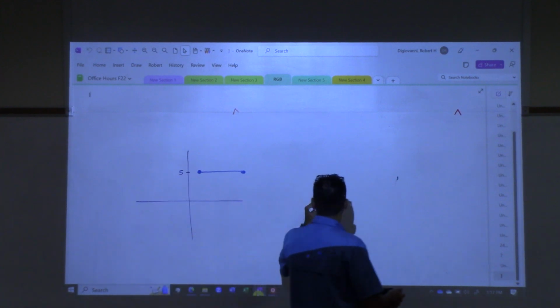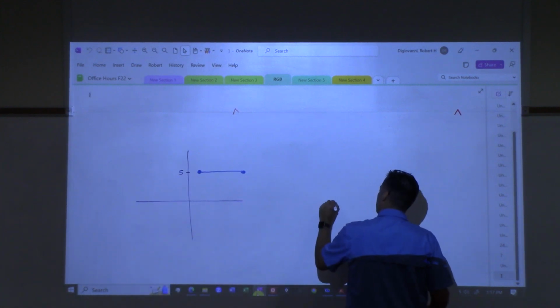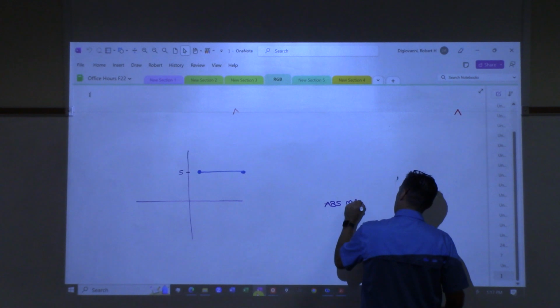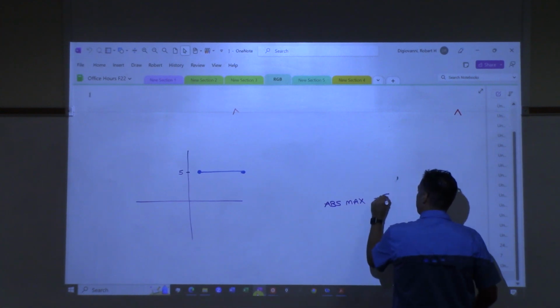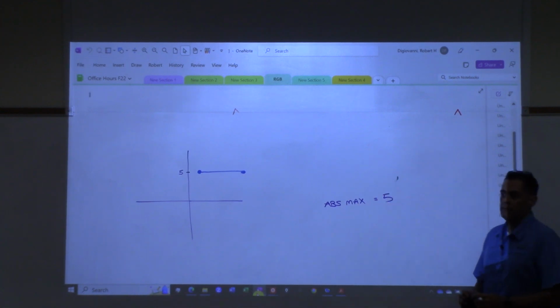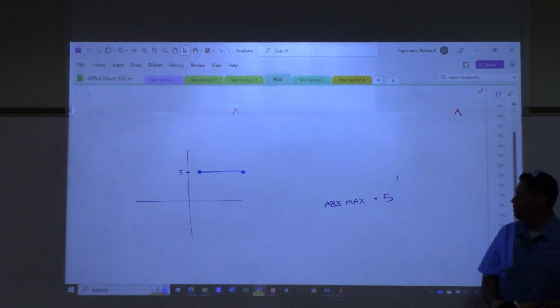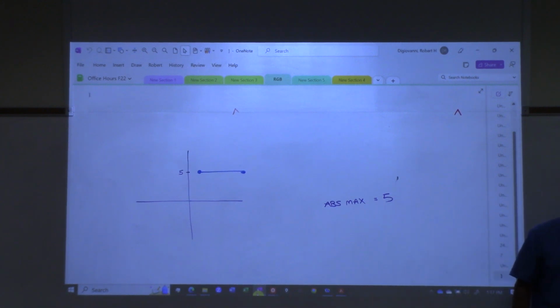So I could say for this problem, the absolute max, right, is 5, right? Because it's the y value. Does it have an absolute minimum? Yes.